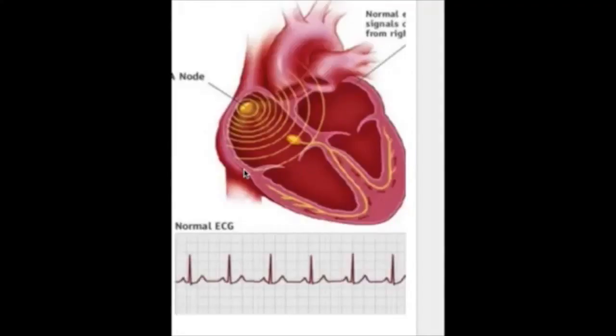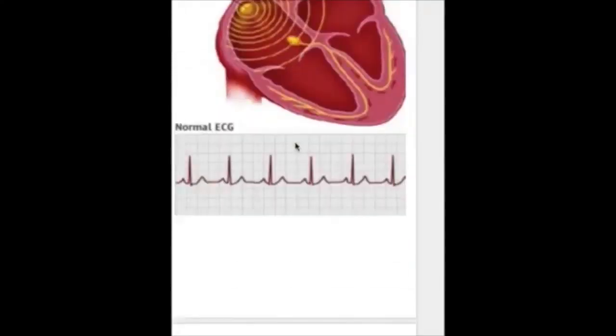Conducting system of the heart. Where is the SA node located? The SA node is located in the upper posterior wall of the right atrium below the opening of the superior vena cava. And where is the AV node located? The AV node is located at the interatrial septum.